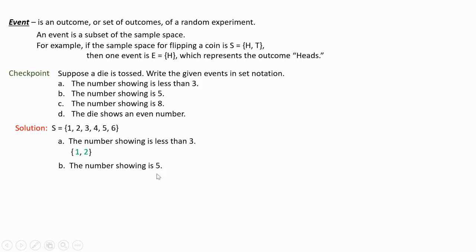How about B? The number showing is a 5. That's the event. For C, the number showing is an 8. There's no 8, so it's the empty set.